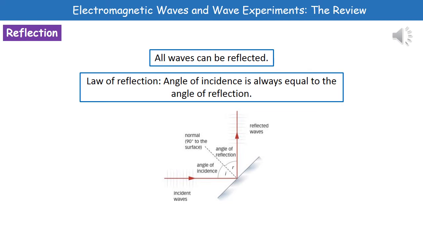You might be asked to draw a wave diagram, so what we've got there is the little diagram that you would have to draw. First thing to notice is you need to include your normal line, which is at 90 degrees to the surface. Then we measure the angle of incidence, going from the normal to our incident waves. And then we measure that exact same angle and plot the angle of reflection coming out. The only other thing to do is add the arrowheads on to show the direction.